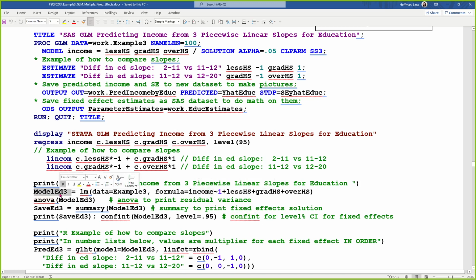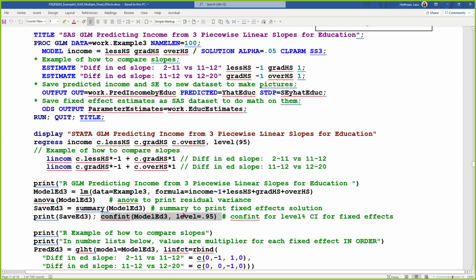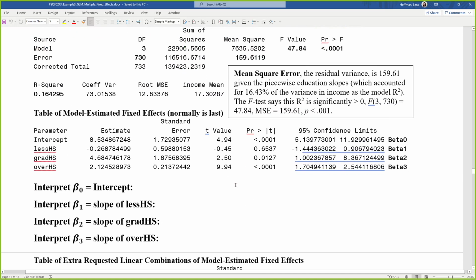So the name of my analysis in R is being saved as model ed3, meaning 3 slopes for education. So I'm using the ANOVA function to get the residual variance. I am saving the output to another object so that I can get confidence intervals for it. And then the rest of this stuff we'll talk about in just a second. All right. Shall we see what happened? Why not?